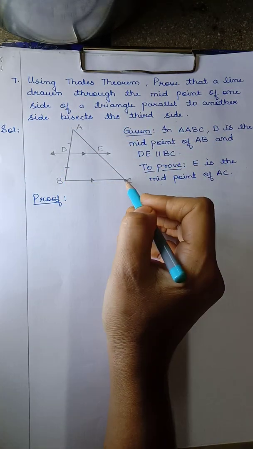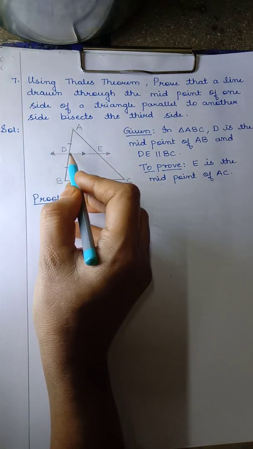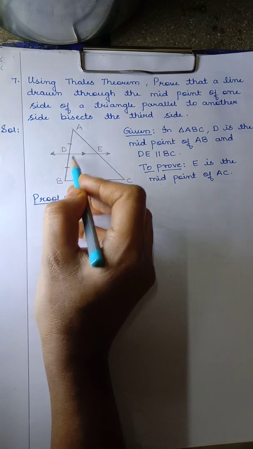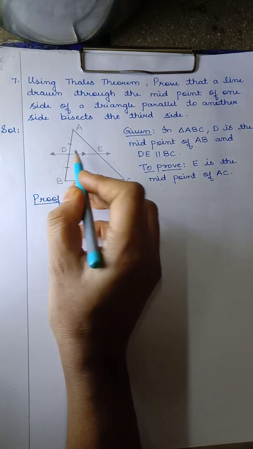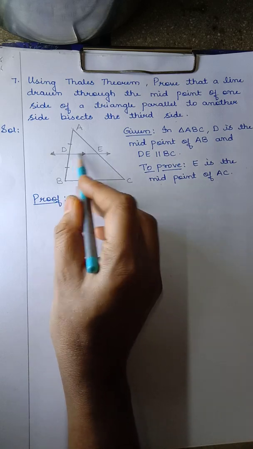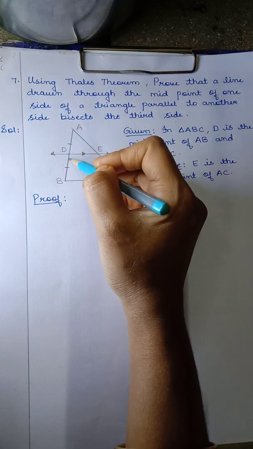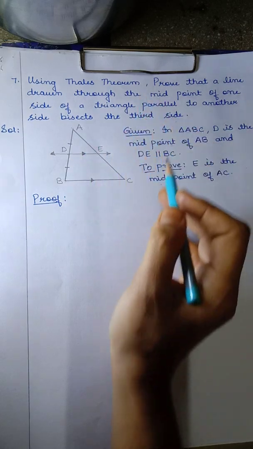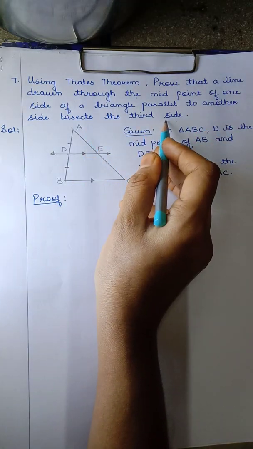This is the triangle ABC. DE is a line, and D is the midpoint. When D is the midpoint, AD will be equal to DB, and DE is parallel to BC. You can see the marking here. AD is equal to DB because D is the midpoint. It is given in the question, and you have to prove that it bisects the third side.